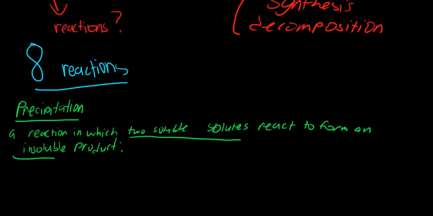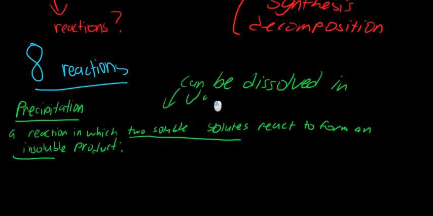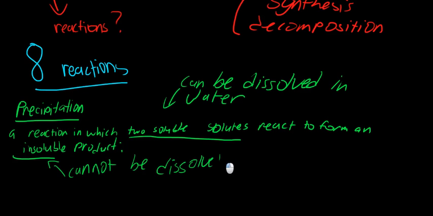But just a quick recap, soluble means that they're able to be dissolved in water. Can be dissolved in water. And insoluble cannot be dissolved in water. Alright, so that is the definition of a precipitation reaction.